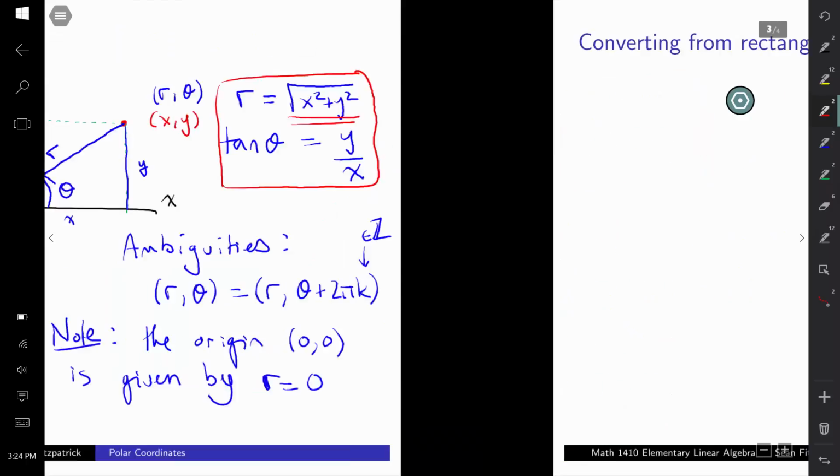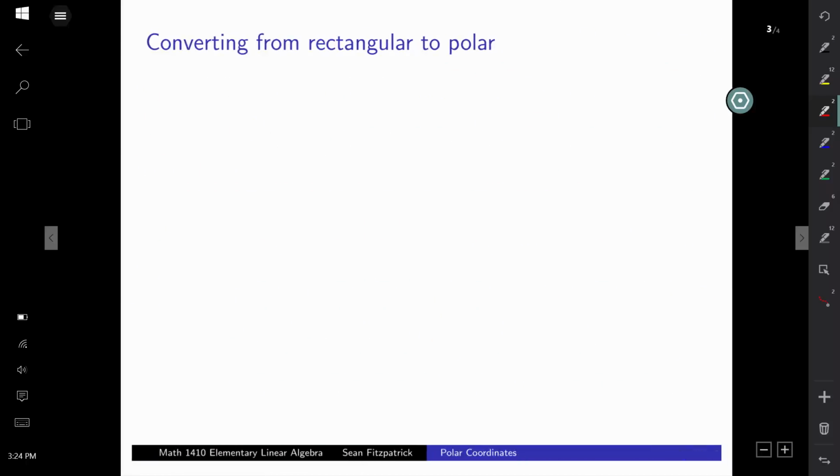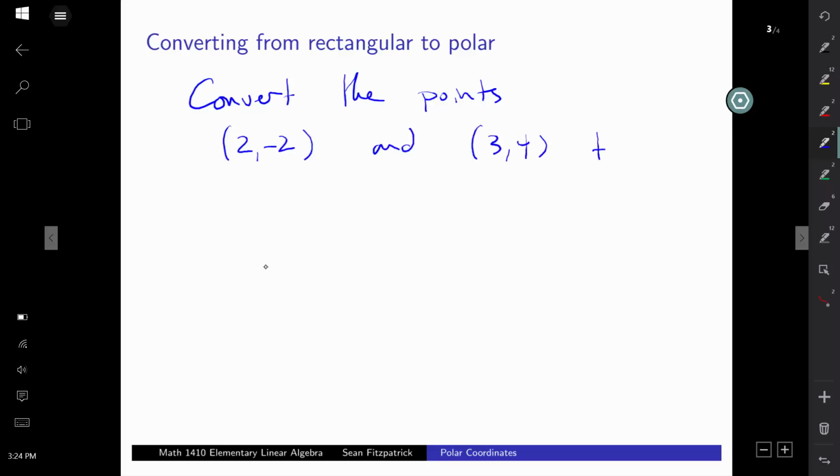Before we finish with it, let's do a couple of examples just to make sure that we have the hang of it. So let's say we want to convert a few points to polar. Let's do 2, minus 2, and let's say 3, 4.